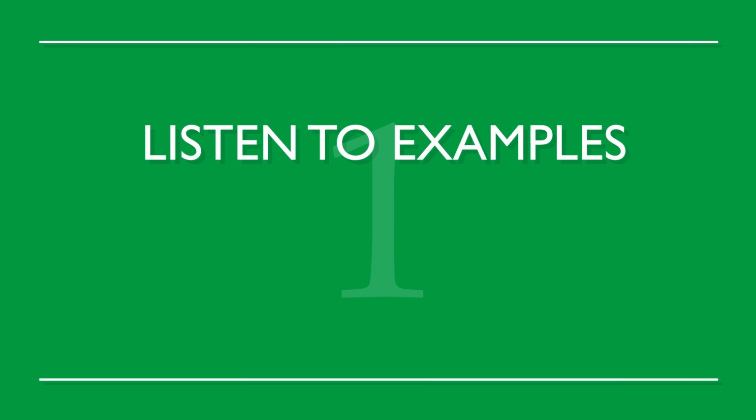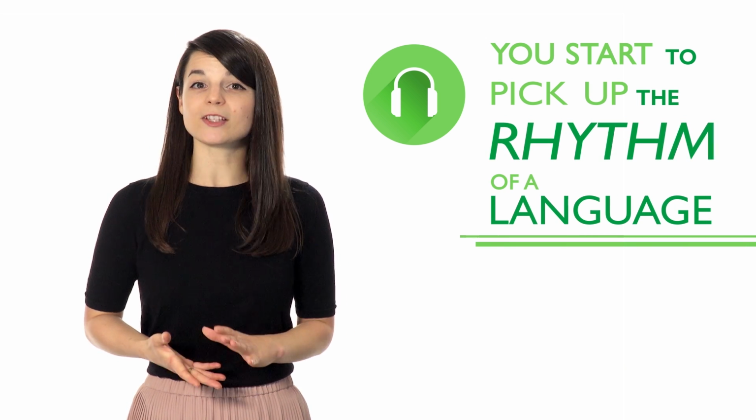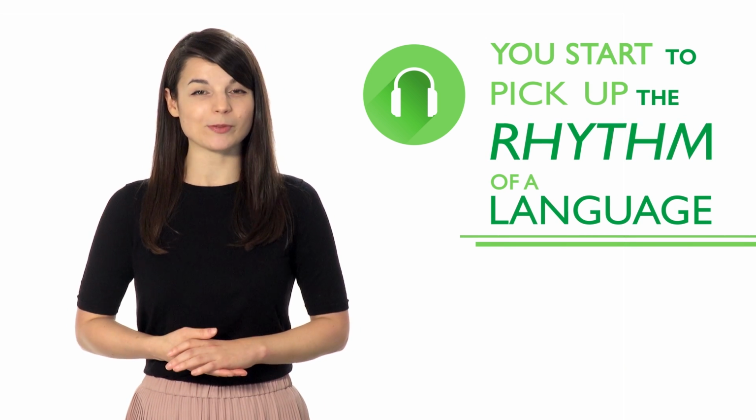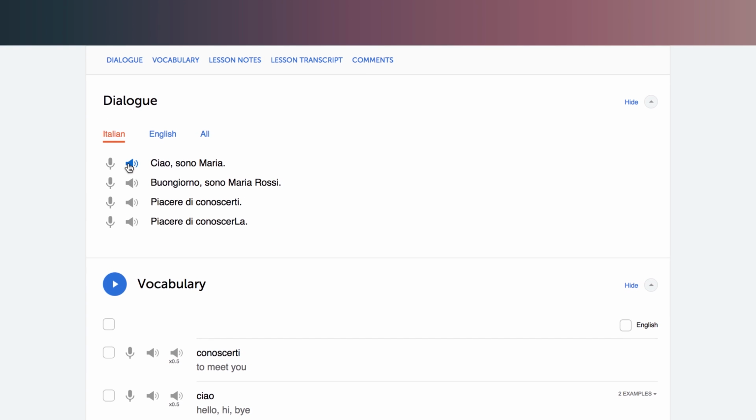Number 1. Listen to examples over and over again. By listening closely and often, you start to pick up the rhythm of a language, as well as correct pronunciation from a native speaker. Use our line-by-line feature that lets you both listen and read along. Use this tool to practice as much as possible.